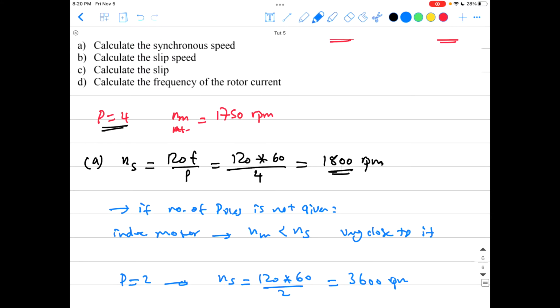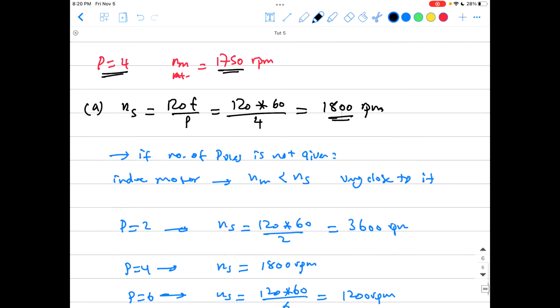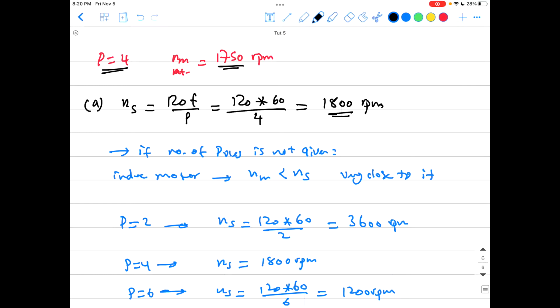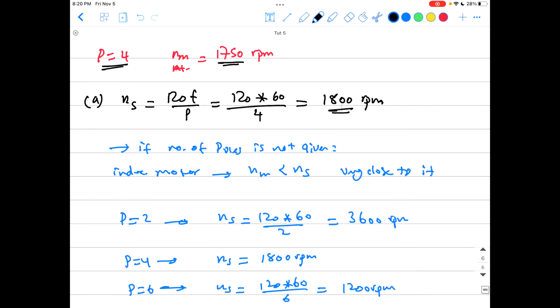And just look at how much speed you have. The mechanical speed, the actual speed, is 1750. So you look at which synchronous speed is very close to this mechanical speed, but a little bit higher than it. Because like we said, the mechanical speed is a little bit less than the synchronous speed. That's a fact with the induction motor. So it cannot be 3600, that's very high, and it cannot be 1200, that's lower than it. The closest one and a little bit higher than it is the 1800 RPMs.